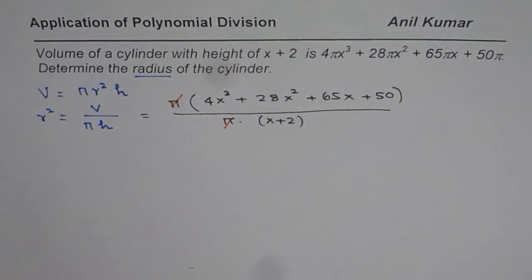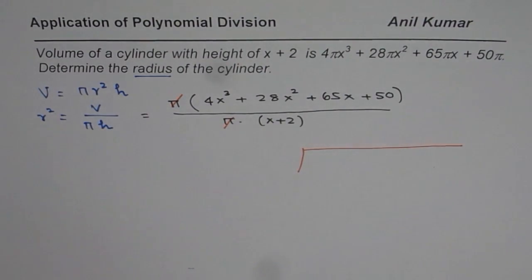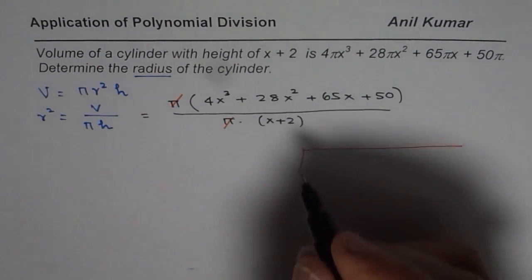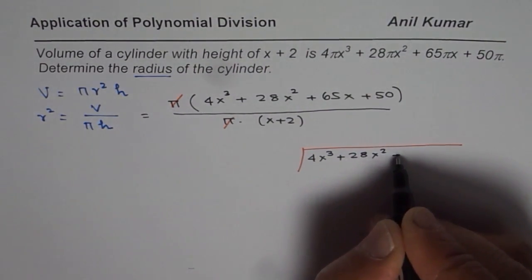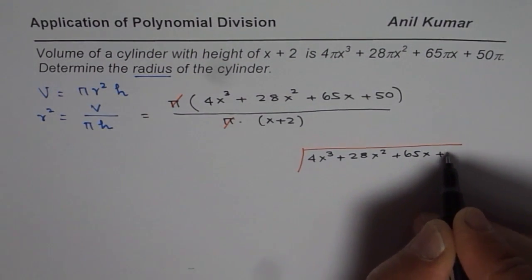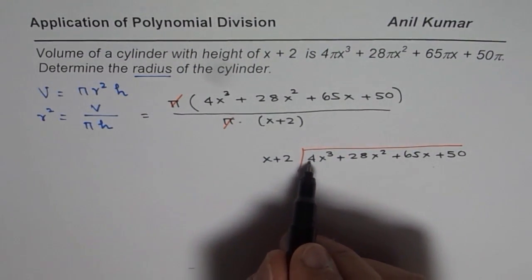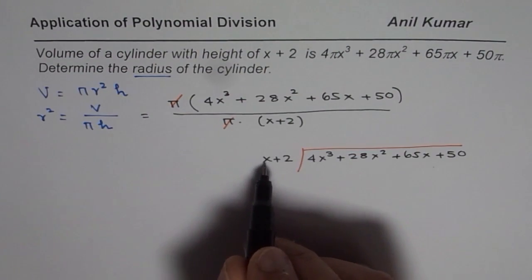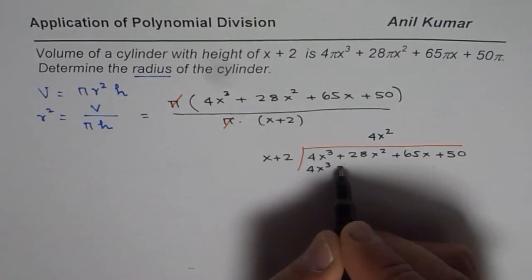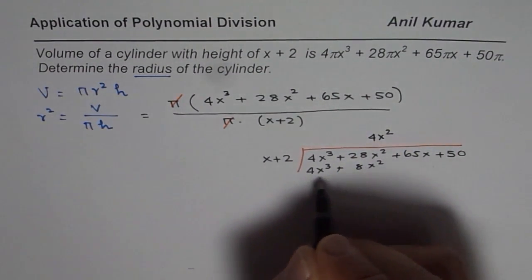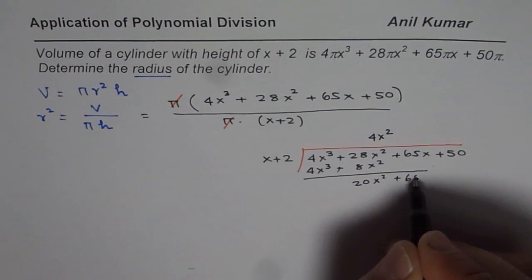Okay. So now what we will do is we'll divide the cubic polynomial, which is 4x cubed plus 28x square plus 65x plus 50. We'll divide this by x plus 2, right? Okay. So 4x cubed means I have to multiply this by 4x square. So let's multiply by 4x square. It gives us 4x cubed. Here we get 8x square. Let's take away. So we get 20x square plus 65x, right?